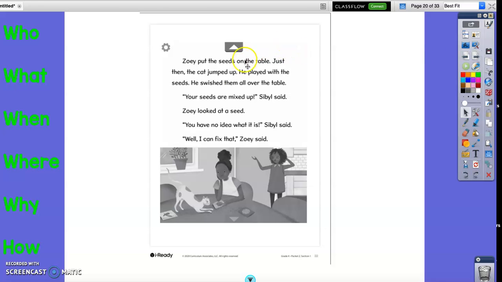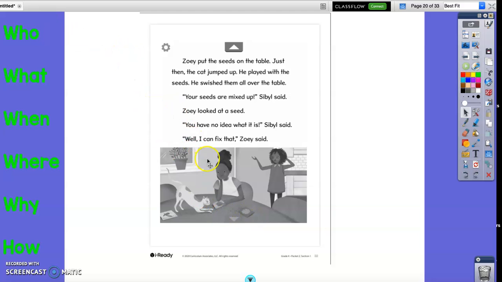Okay, Zoe put the seeds on the table. Just then, the cat jumped up. He played with the seeds. He swished them all over the table. Your seeds are mixed up, Sybil said. Zoe looked at a seed. You have no idea what it is, Sybil said. Well, I can fix that, Zoe said.